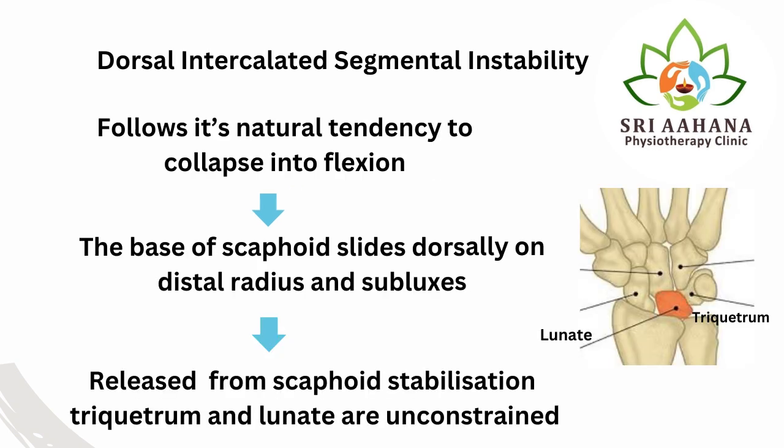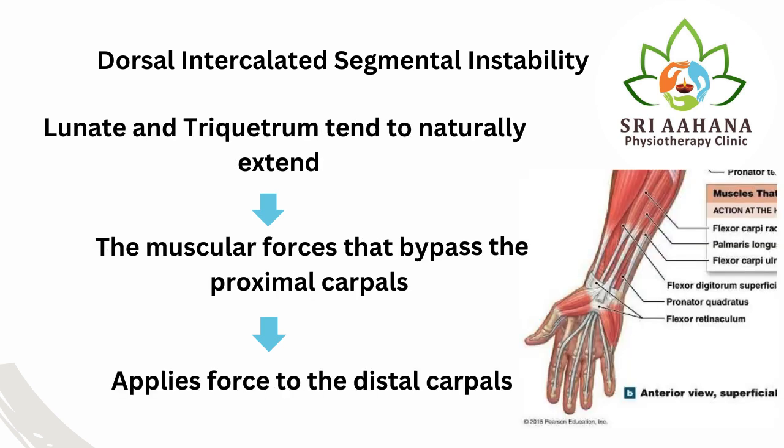There are three events that occur during DISI. Scaphoid follows its natural tendency to collapse into flexion. The base of the scaphoid will slide dorsally on the distal radius and it will subluxate. Because the lunate and triquetrum are released from the scaphoid stabilization, they also become unconstrained. They tend to naturally extend, that is the lunate and the triquetrum.